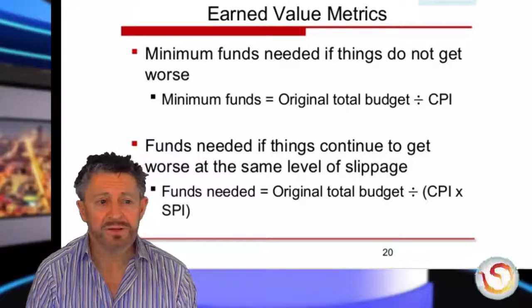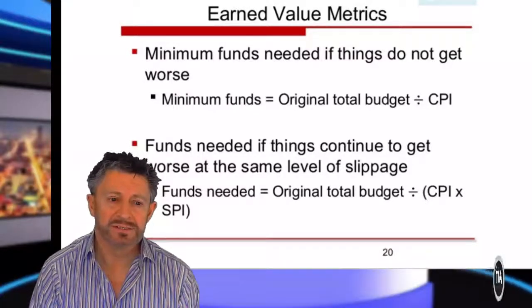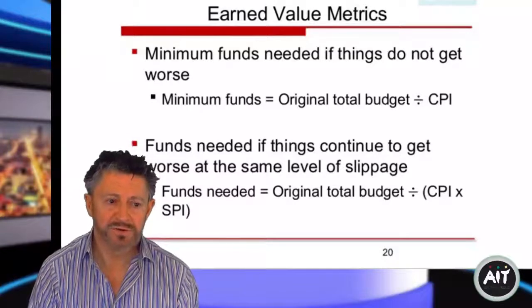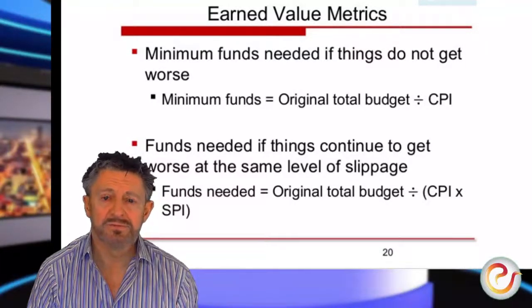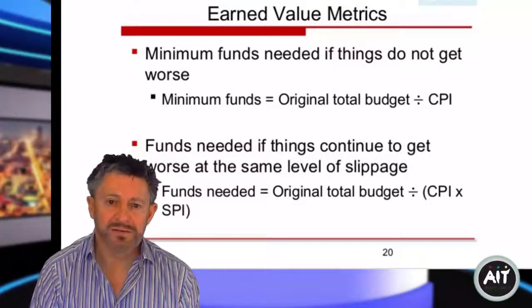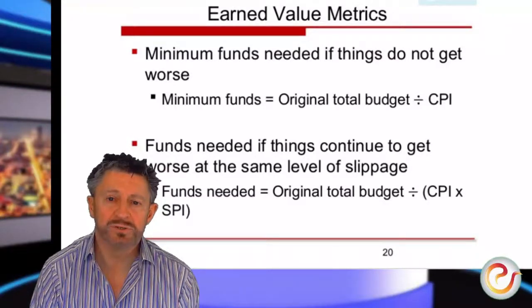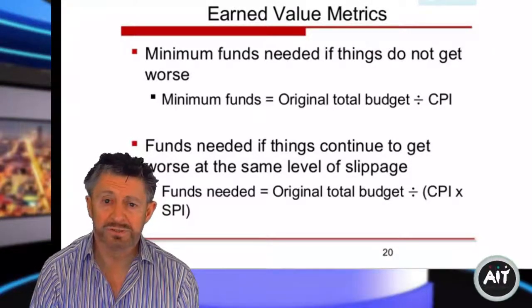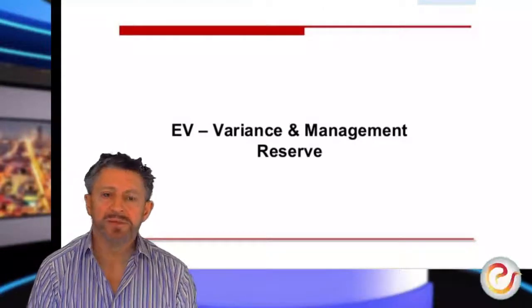So it'll give you an idea of the funds needed if things continue to get worse and the same level of slippage. So the funds needed equals the original budget divided by the cost performance multiplied by the schedule performance. And that'll give you an overall prediction of how much work and value will have been produced by 4 months if you don't take any corrective action. So earned value variance and management reserve.